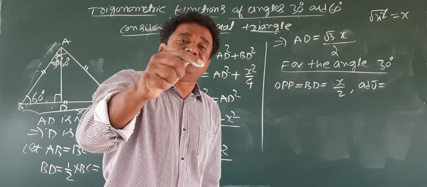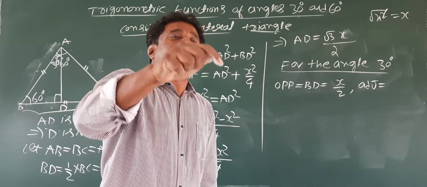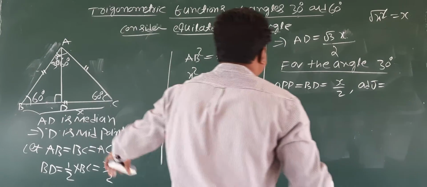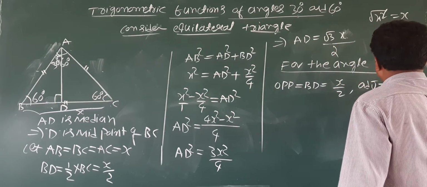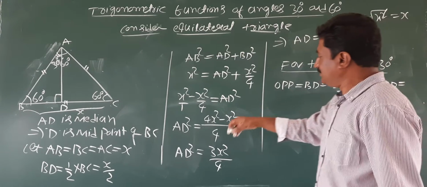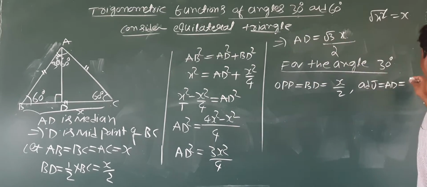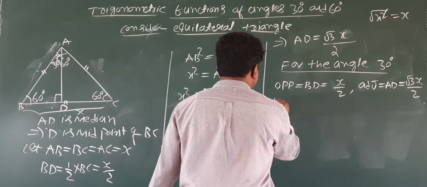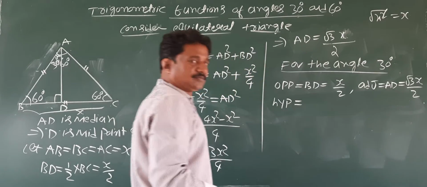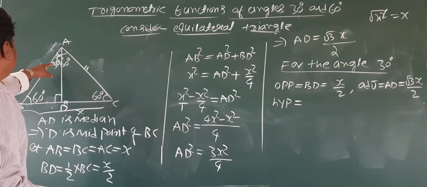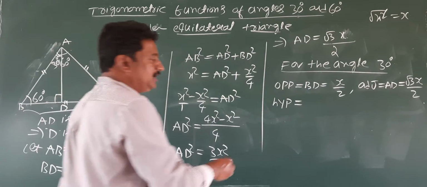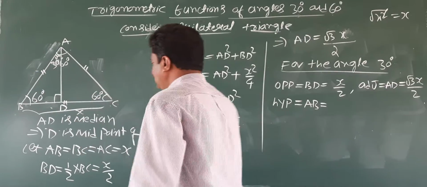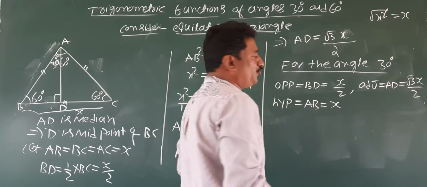The side which is opposite to 90 degree is the hypotenuse side. The remaining side from that is adjacent. So tell me the measure of adjacent. Adjacent is AD. Tell me the AD length. It is root 3x by 2. For the angle 30 degree, AB becomes the hypotenuse. Tell me the length of AB: x. Already we have that.